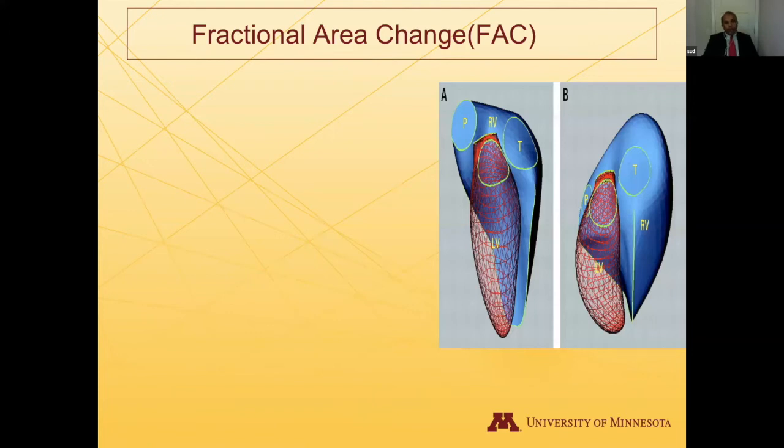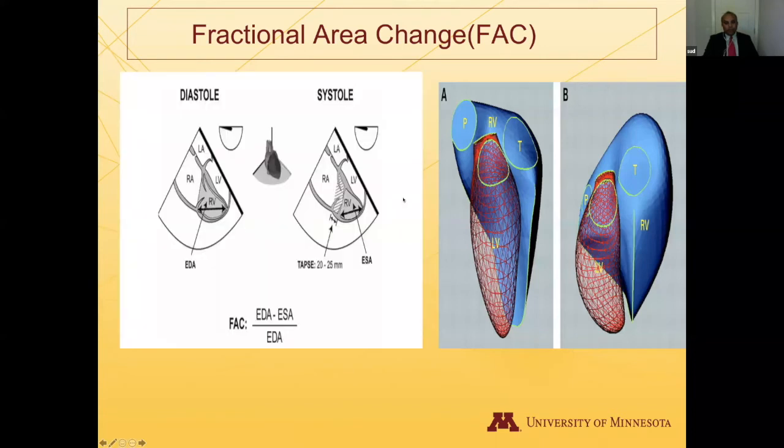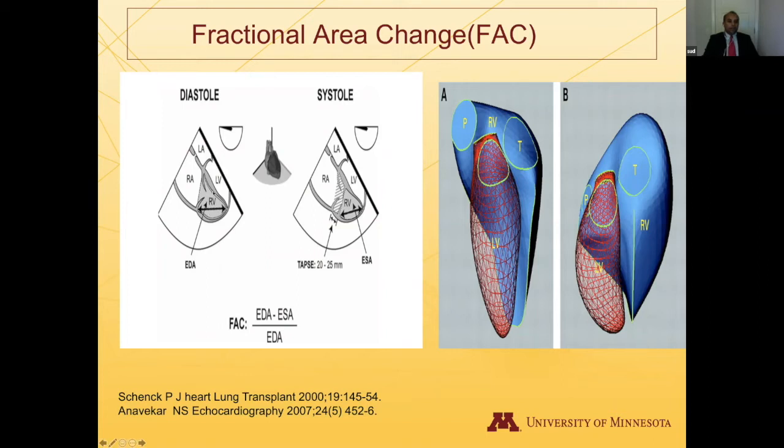Other parameters for measuring RV function: fractional area change. We do this all the time with the left ventricle, so can we apply the same parameters for the right ventricle? If you see the geometry of the right ventricle, it's very different from the left ventricle. So you're assuming much more if you use fractional area change, but studies have looked at this and it correlates pretty well with RV function. Here is the RV area in end diastole versus end systole. And if you take the distance between the annulus and the tip of the right ventricle, between end diastole and end systole, the difference would be a TAPSE. So you can get two measurements at the same time.